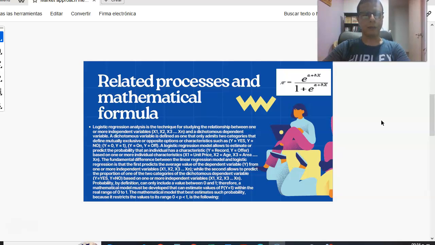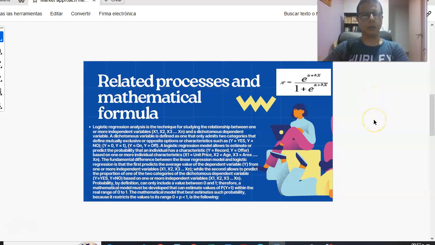The fundamental difference between the linear regression model and logistic regression is that the first predicts the average value of the dependent variable from one or more independent variables x1, x2, x3, or xn, while the second allows us to predict the probability of one of the two categories of the dichotomous dependent variable, yes or no, based on one or more independent variables x1, x2, x3, xn.